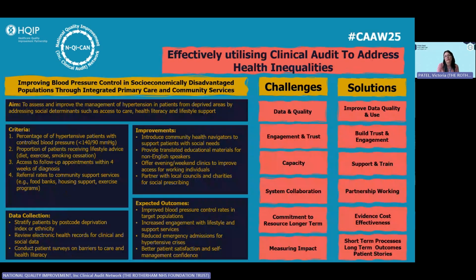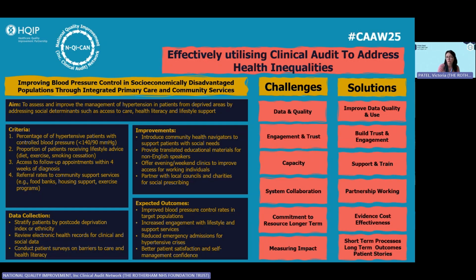And we've just popped up a little bit of an example, really. So we often get feedback from these events saying it's fantastic to receive this information, but we need a few more examples of how we can take that away and apply that locally. So this is just one example here. There's a lot of information on the slide. It's for you to take away and consider when you're starting to plan your local audits as well. This is just one example. So here, looking to improve that blood pressure control in socioeconomically disadvantaged populations. And this is through primary care and community services.